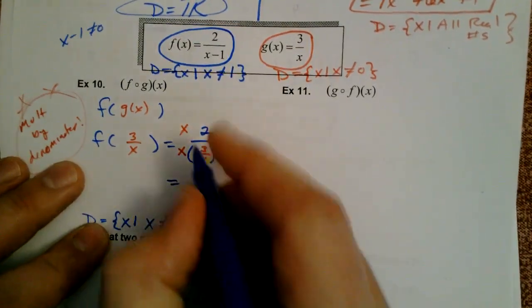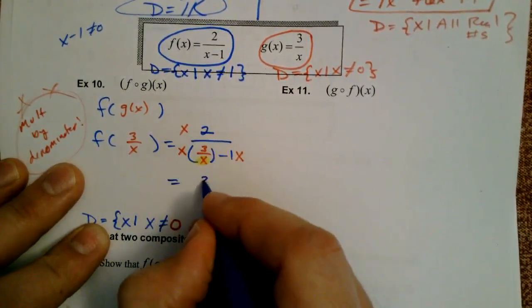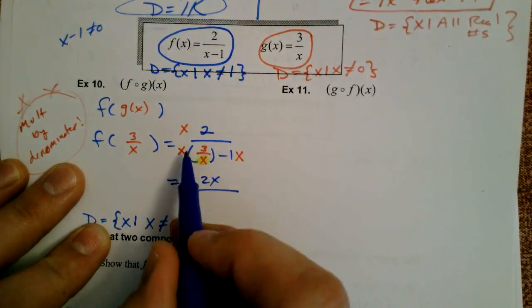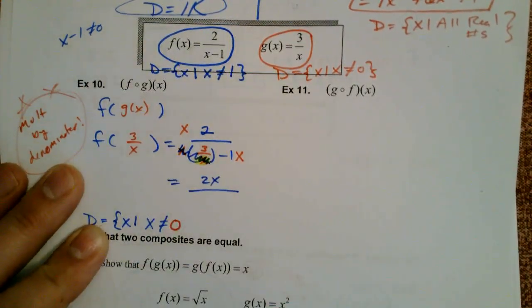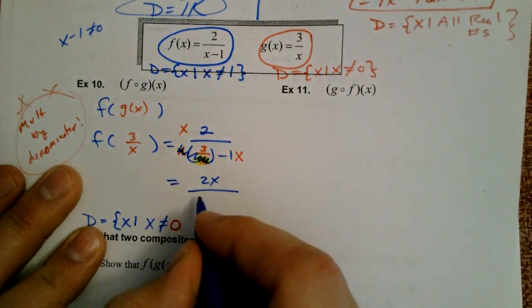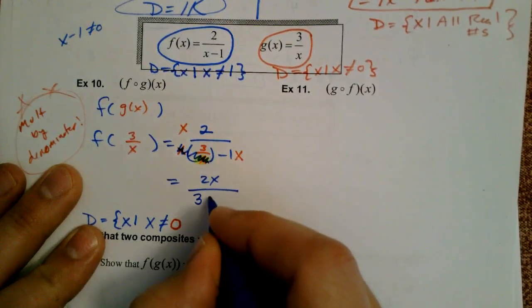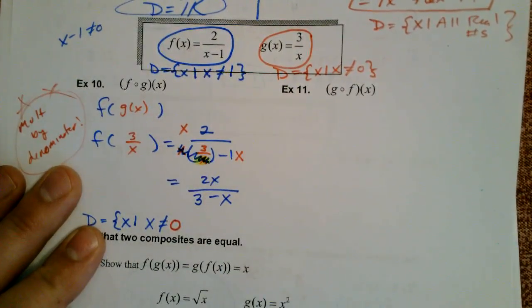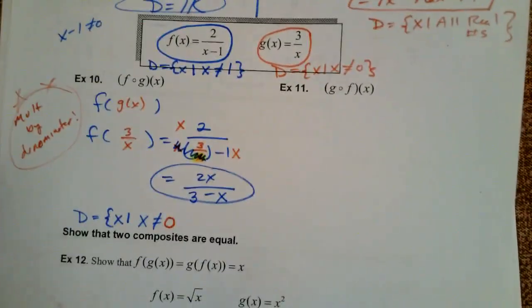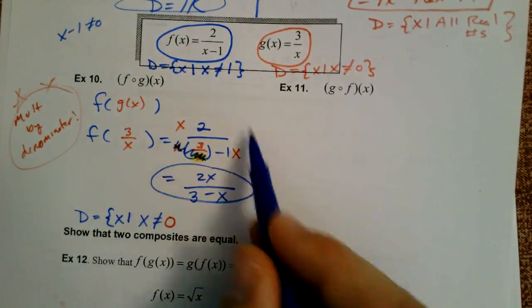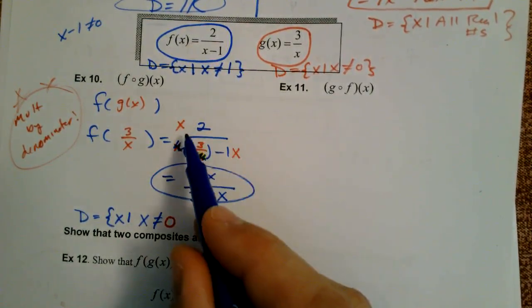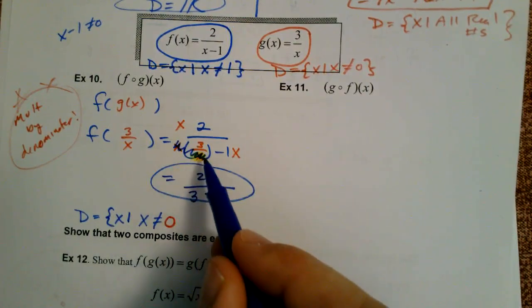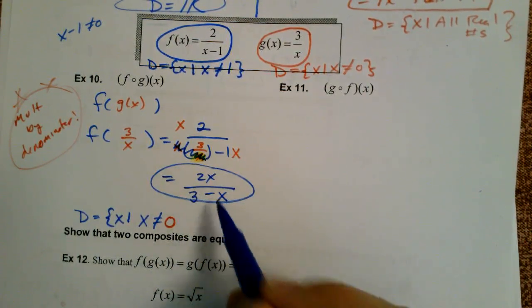On top, I get the 2x. X times 2 is 2x. And here's the magic. When I multiply x times 3 over x, these x's eliminate and just disappear. There's the magic. And now we get 3. And then minus x. Negative 1 times x is negative x. And that's my final answer. Look at that. So I multiplied everything by the LCD, which in this case is x. X times 2 is 2x. Here the x's cancel. Leaves me with 3 and then minus x.